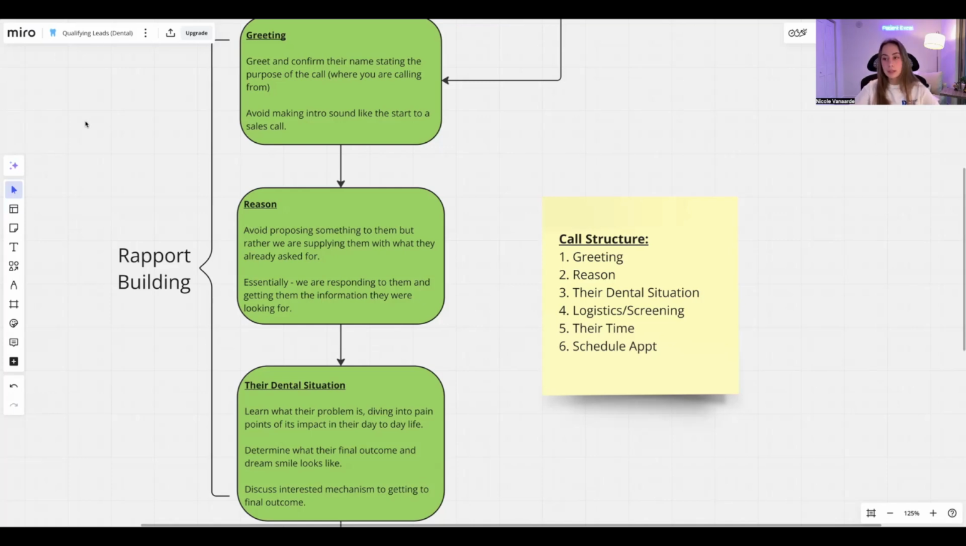Now, step number 3 is super important, and that's understanding their situation. Here is where you're going to dig into their needs, which also ties into building desire.